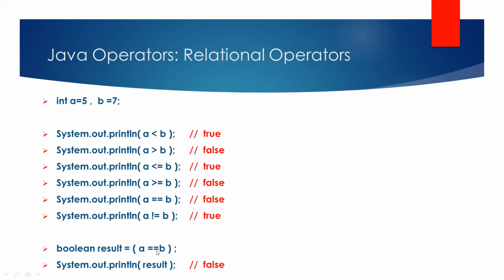And you can store this result because, as I said, relational operator always returns the Boolean result. So that result can be of type true or false. So we can store the value into a Boolean variable. So boolean result is equal to a double equal to b, so it will return accordingly. No, it is not equal, so it will return false. The result will store that value and we can print it. So this is the way that you can use it.